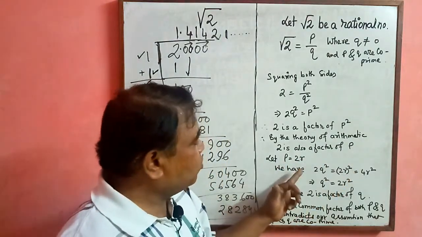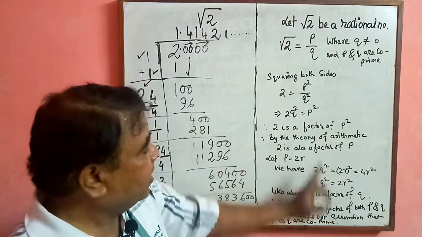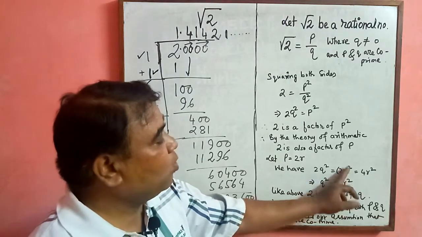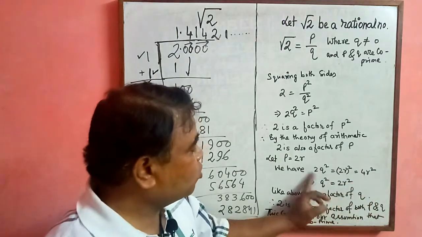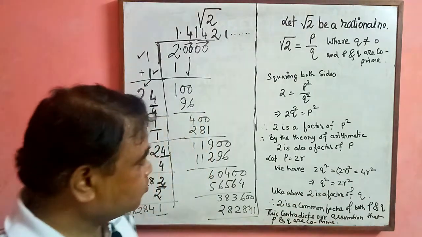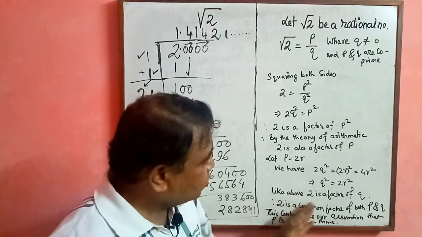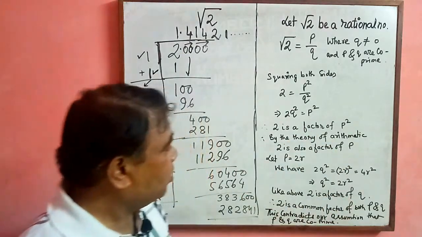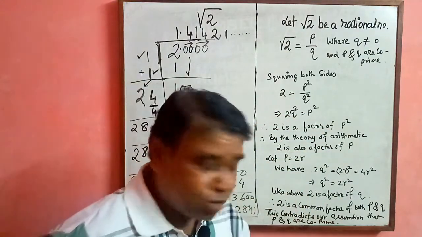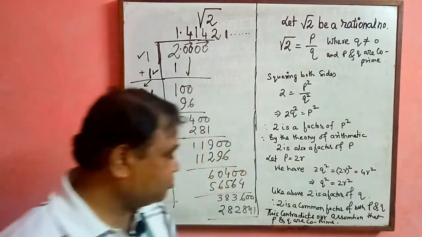Let P be equal to 2R. If I put P is equal to 2R here, we have the equation again. We have 2Q square is equal to 2R whole square, 4R square. So 2 cancels. Q square is equal to 2R square. Like above, the same way, 2 is a factor of Q. Here we have got 2 is a factor of P, 2 is a factor of Q.